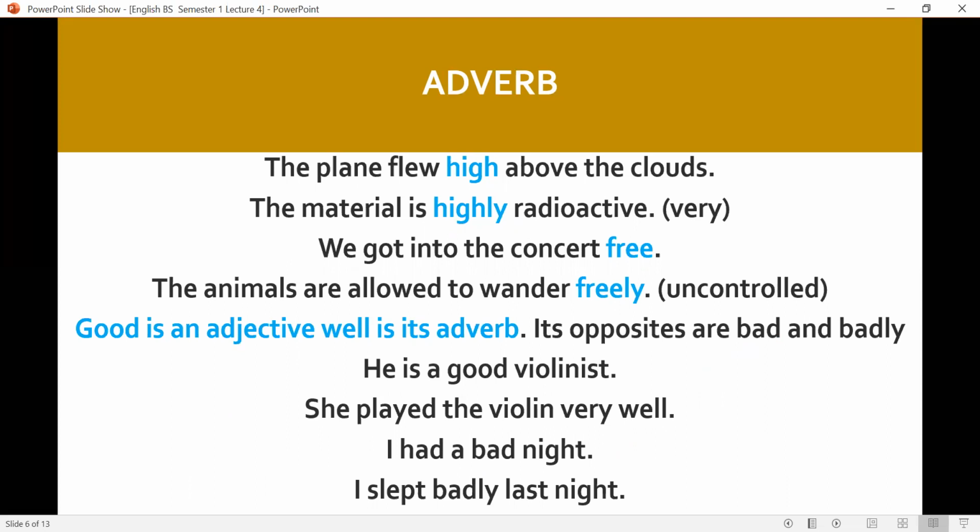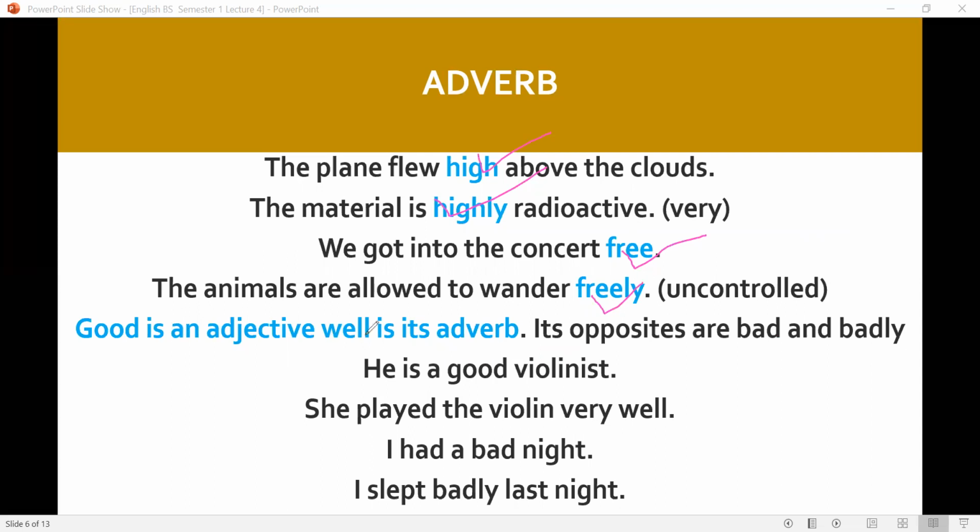The material is highly... this is high altitude. This highly is very. We got into a concert free without paying any money. The animals are allowed to wander freely. Freely means uncontrolled, without any hindrance.